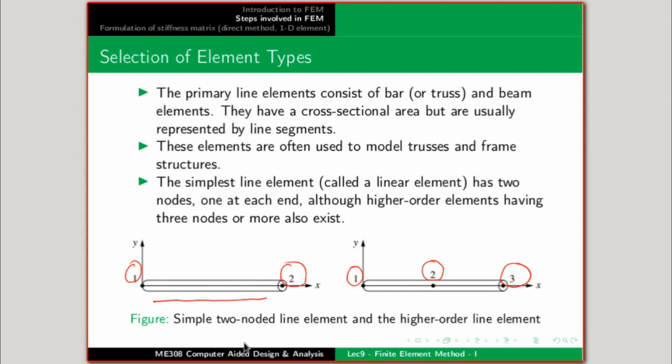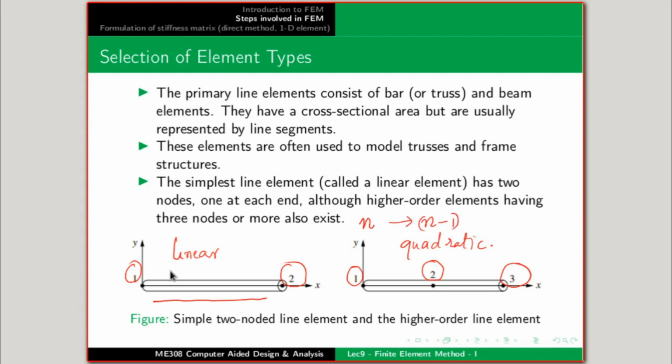The left figure shows a simple 2-noded line element, which is also called a linear element, while the right one shows a 3-noded second order line element, also called a quadratic element. So this is linear and this is quadratic. Similarly, with more nodes we can have higher order elements such as cubic elements, etc. A cubic line element will have 4 nodes. So if n is the number of nodes, then n minus 1 will be the order of that element.